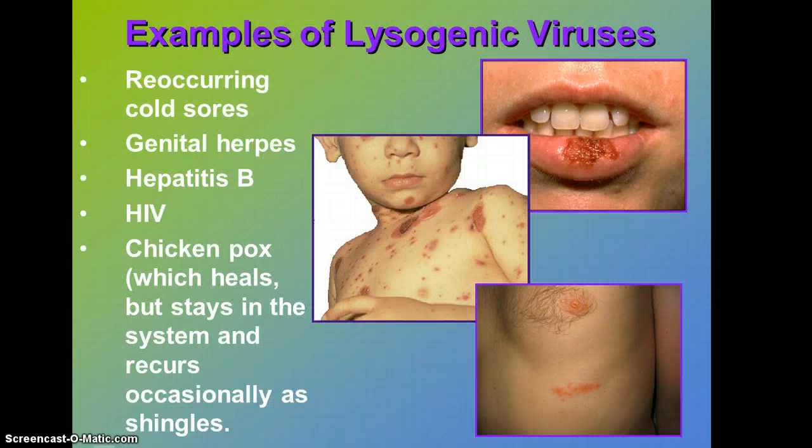And again, cold sores, genital herpes. And cold sores are actually a herpes virus. Genital herpes is also obviously herpes virus. One is herpes simplex A, the other one's like herpes simplex B. Hepatitis B, HIV is the virus that causes the disease known as AIDS. HIV is the name of the virus.